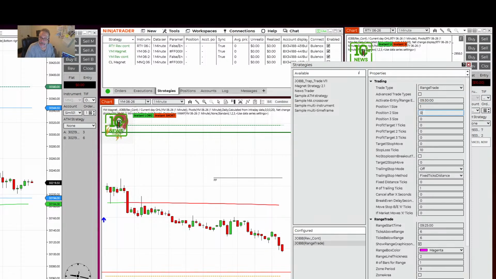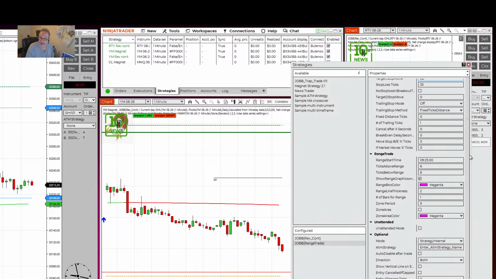Position 1 is a 1, position 2 is a 1, target 1 is 10 ticks, target 2 is 20 ticks, and I usually use a stop of 35. On target one, if it hits my first target, we'll move the stop to break even. That's our range trade.